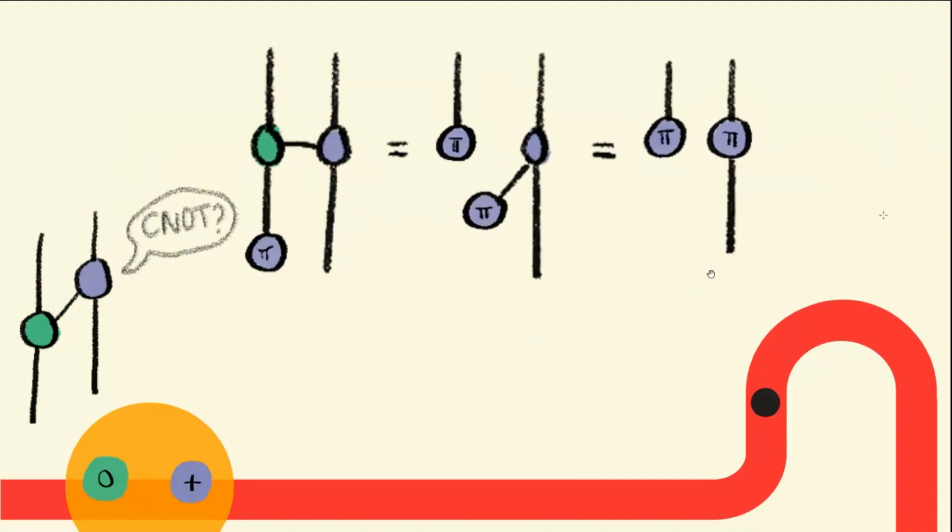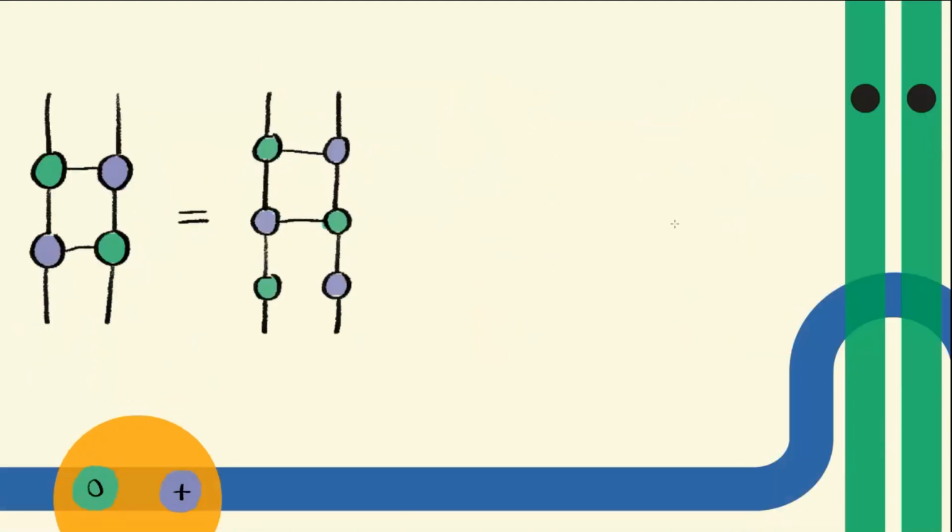Second case, we can send in a 1. So this is a purple spider with a pi phase. And if we send that in, it gets copied. But now this pi has arrived on the wire on the right-hand side. So we do a NOT operation if we send in a pi. So that's the controlled NOT.